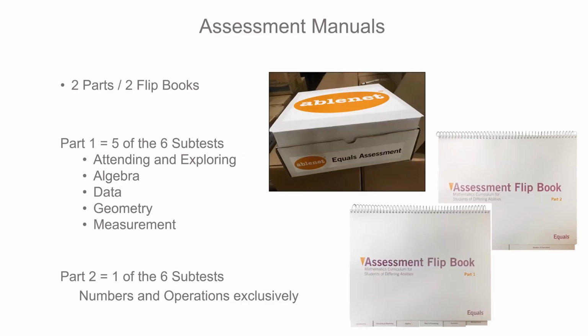As a reminder, the Equals assessment is stored in the box labeled Equals assessment. The assessment includes 2 assessment manuals. Part 1 contains attending and exploring screening tool and 4 subtests: algebra, data, geometry, and measurement. Part 2 contains the entire numbers and operations subtest. The largest subtest is, of course, numbers and operations, which means the largest content area of Equals lessons is also numbers and operations. The subtests are tabbed along the bottom of the flipbook to easily locate each.